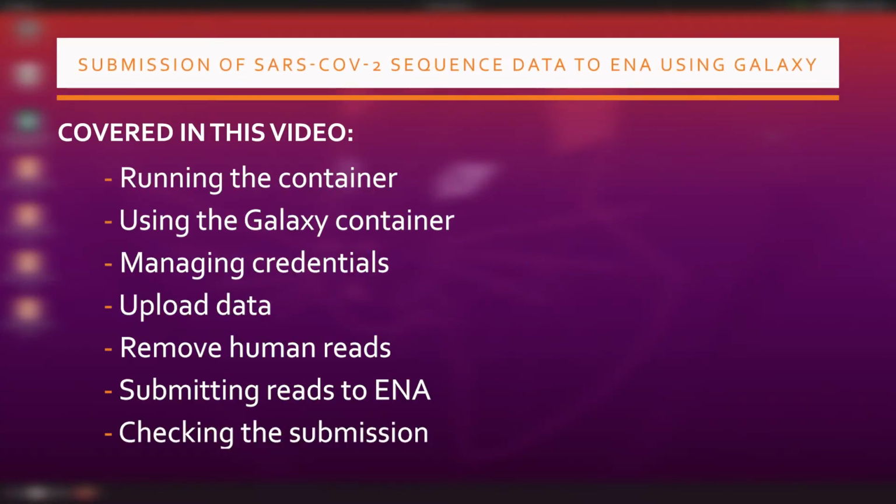Hello everyone. In this video, I will give a walkthrough on how to upload raw sequences for SARS-CoV-2 along with its metadata to the European Nucleotide Archive, also called ENA, using our Galaxy tool. I will also include how to remove human reads from the viral data so no sensitive data is shared.